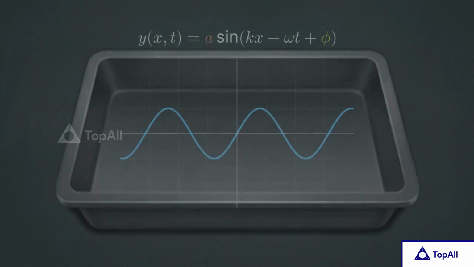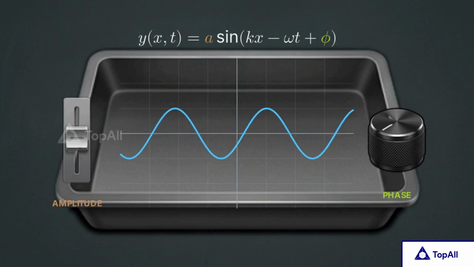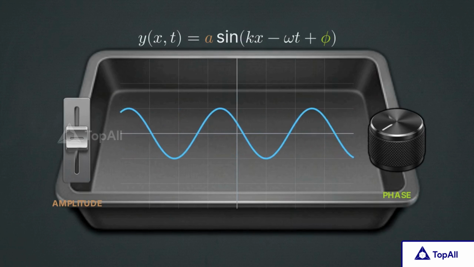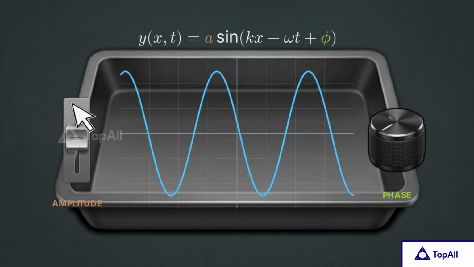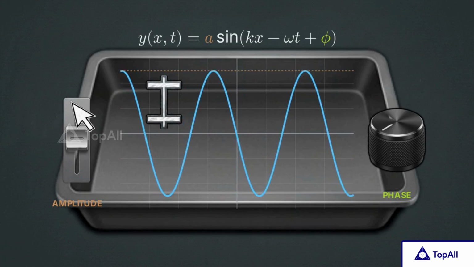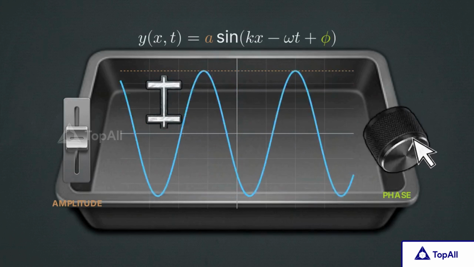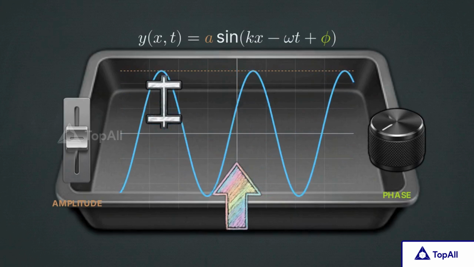We can visualize this as a dashboard. On the left, a slider for amplitude. On the right, a dial for phase. Increasing the amplitude stretches the wave vertically. This changes the intensity of the signal without moving its position in time. Turning the phase dial shifts the entire pattern horizontally. It allows us to move the wave forward or backward without changing its height.